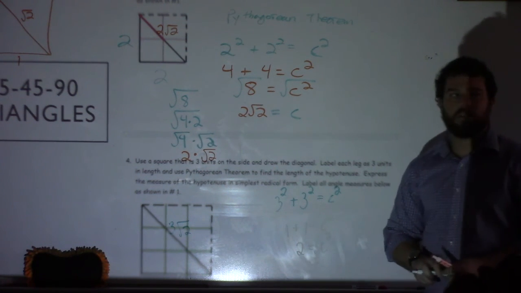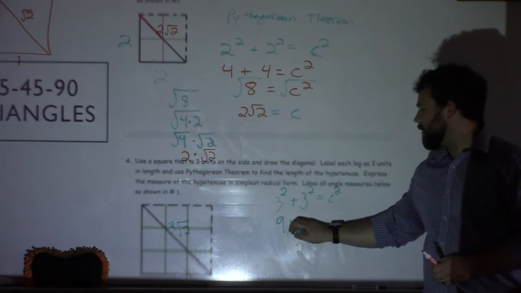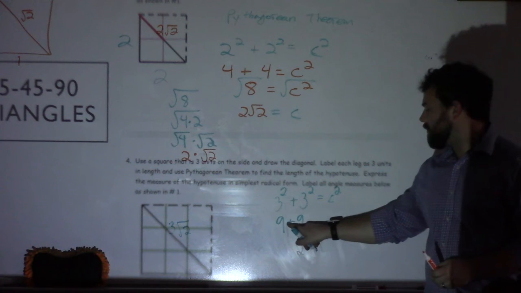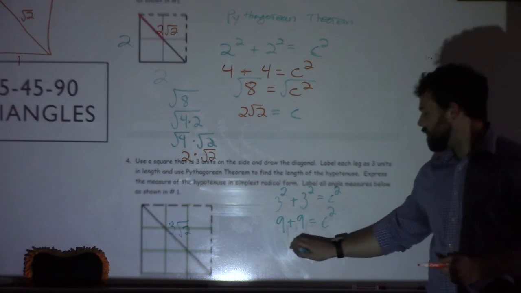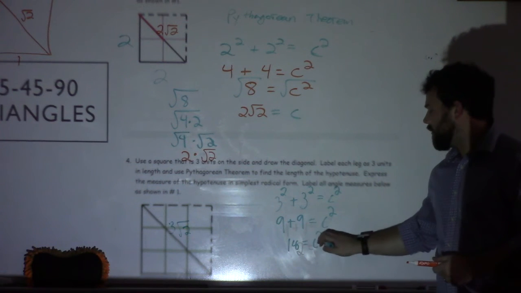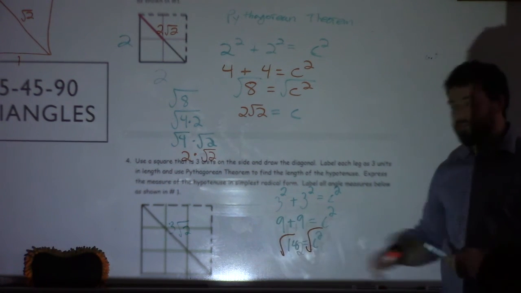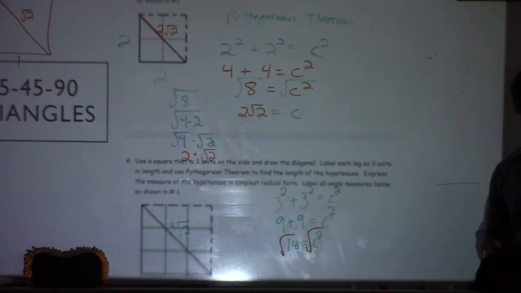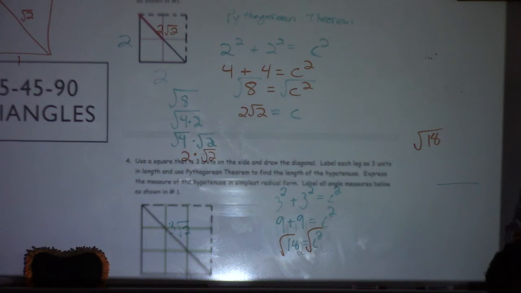Okay, so what is 3 squared? 9. Plus 9 equals 18, so 18 equals C squared, and then I need to take the square root. Stop. So let's look right here really quickly. Square root of 18. Are there any factors of 18 that I can take a square root of?